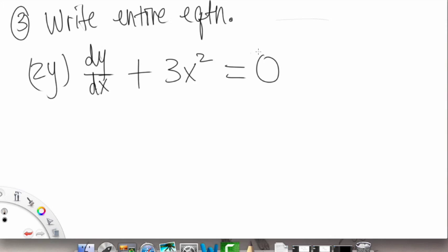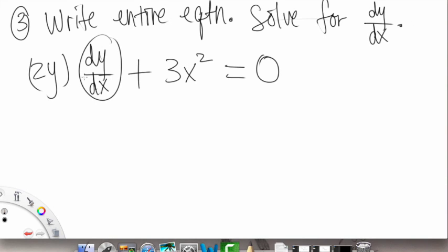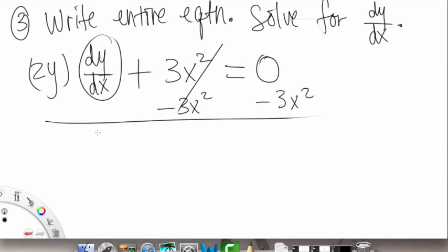Now what we're going to do is solve for dy/dx. This is basically our unknown at this point. So we're going to get that by itself, and then at that point we'll be done with the problem. We're going to subtract this 3x squared over to the right side. So we get rid of that, and now we have 2y times dy/dx on the left, and a negative 3x squared on the right side.